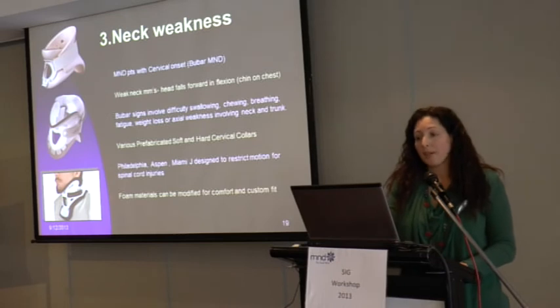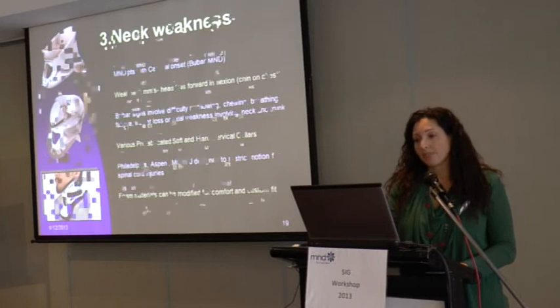There are various prefabricated soft and hard collars on the market, as can be seen here. The Philadelphia, the Aspen, the Miami J, but these have been designed for spinal cord injuries and really restrict motion in the neck. Foam materials can be modified for comfort and custom fit.